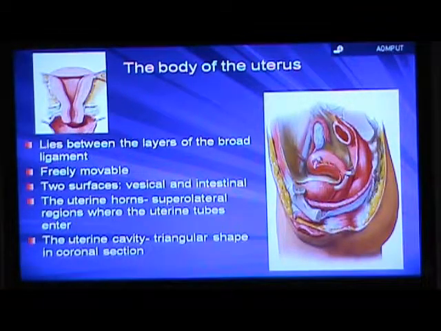The body of the uterus lies between the layers of the broad ligament. It's freely movable, and it has two surfaces, the vesical surface and the intestinal surface. The uterine horns are the superolateral regions where the uterine tubes enter. The uterine cavity is a triangular shape in coronal section. So we can put a stick here, so you need to write the uterine cavity.